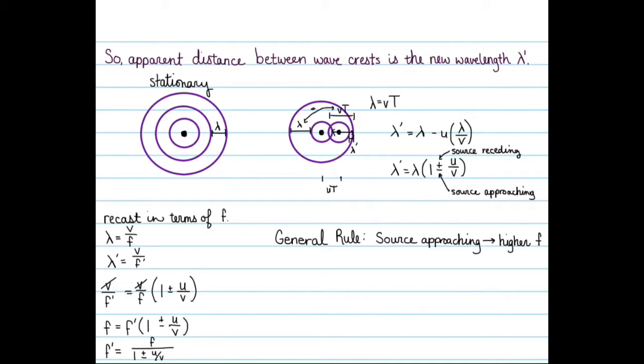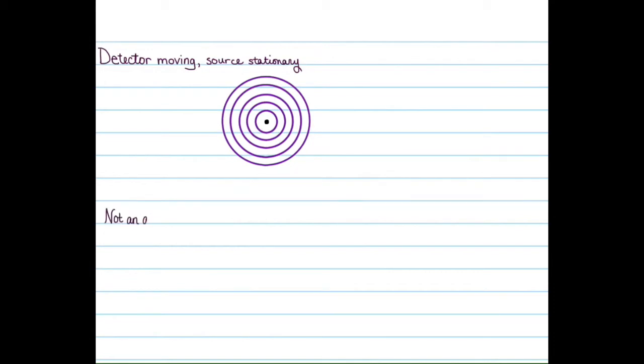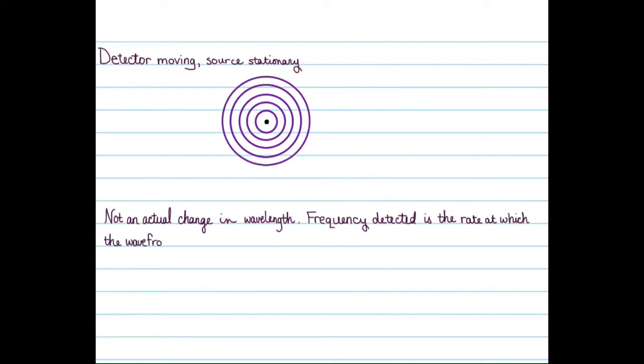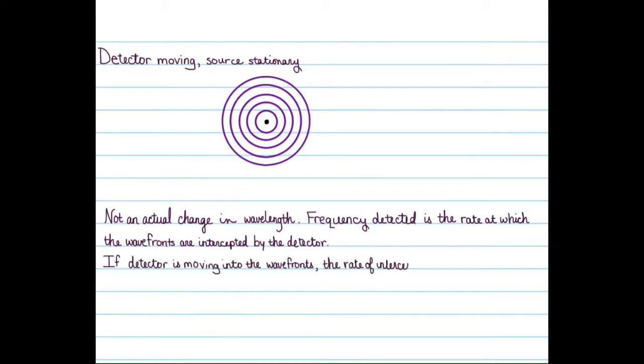So as a general rule, whenever the source is approaching you, you're going to detect a higher frequency because of the waves piling up. If the source is receding from you, you're going to perceive a lower frequency because the waves are being stretched out. There's another situation where the detector is moving and the source is stationary. And in that situation, the wavelength doesn't actually change, but the detector is actually running into the waves at a faster rate, and so it seems like a higher frequency. So if the detector is moving into the wavefronts, the rate of interception is greater, so we get a higher frequency detected.